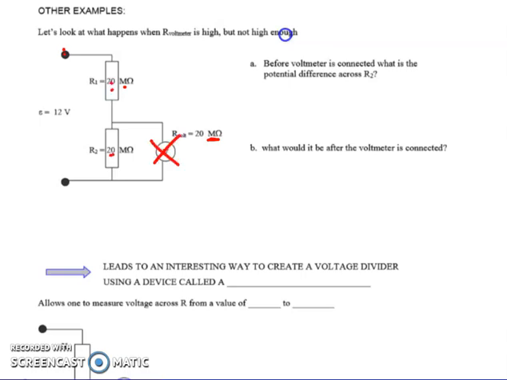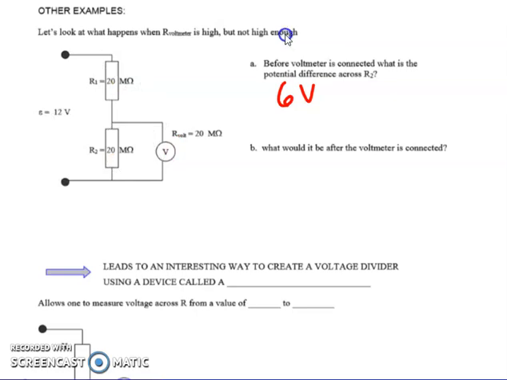They have the same voltage drop across them, and they have to add up to 12 volts. So it doesn't take much to figure out that this has a 6-volt drop, and this another 6-volt drop. So we expect the voltmeter to read 6 volts. Okay, now let's suppose we connect it, and we want to verify that it's 6 volts.